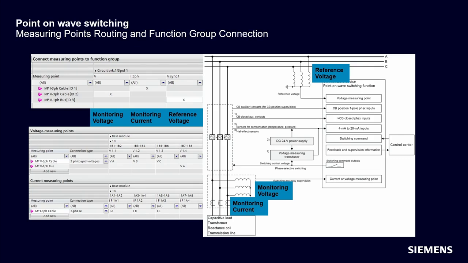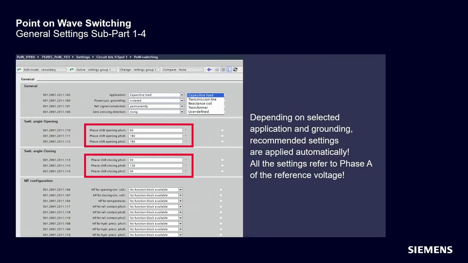As a reference voltage, you can connect VA or VB or VC or VAB or VBC or VCA. This must correspond to the physical reference voltage connection to the device. However, the point-on-wave function will always calculate the switching angles using phase A voltage as a reference voltage. This means if you have connected voltage AB as a reference voltage, the point-on-wave function will recalculate internally to the voltage in phase A. After you have finished with voltage and current connection, you can go directly to the point-on-wave function.